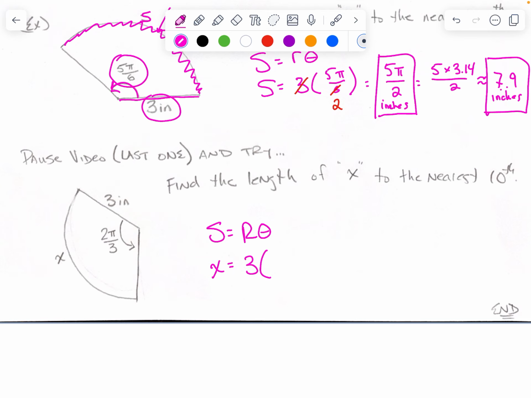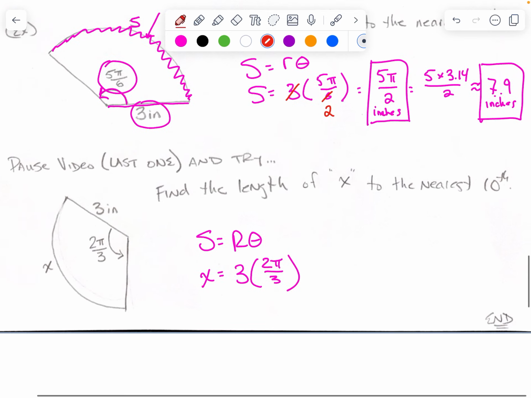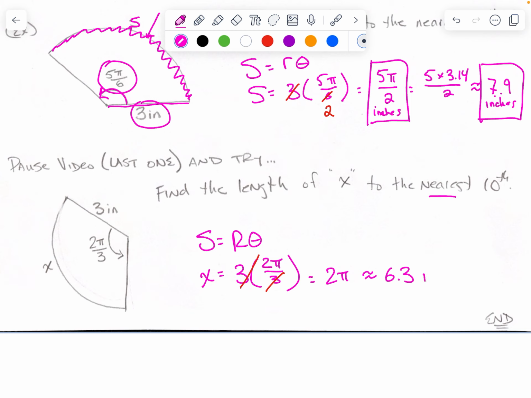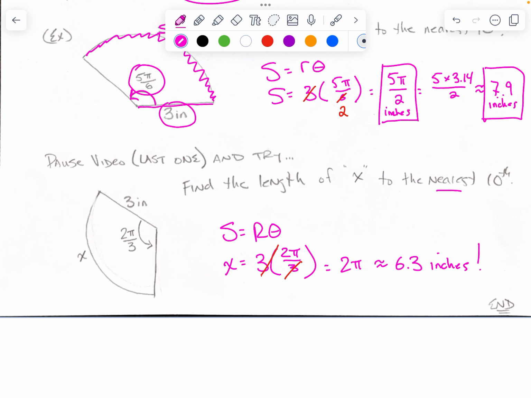So S equals R, so 3 inches times theta, 2 pi over 3. We're simply going to multiply these guys out. The 3's cancel. So I end up with 2 pi. So I'm going to say that I am 2 times 3.14, or approximately 6.28. It says to the nearest tenth, so 6.3 inches. And we're done. All right. Hopefully those short videos helped you get through section 13-3. Good luck in the textbook assignment.